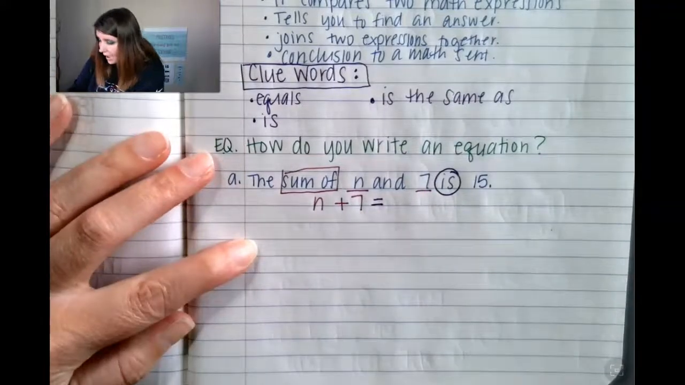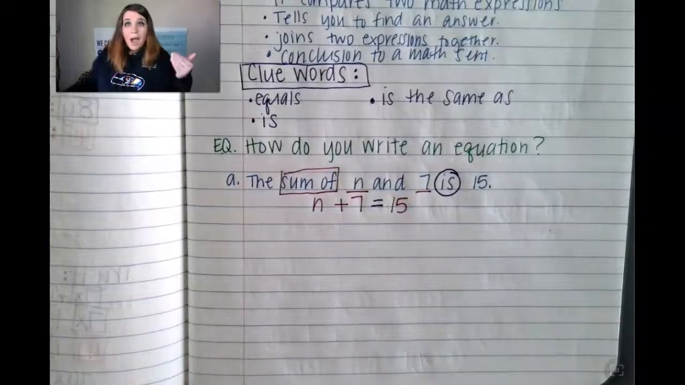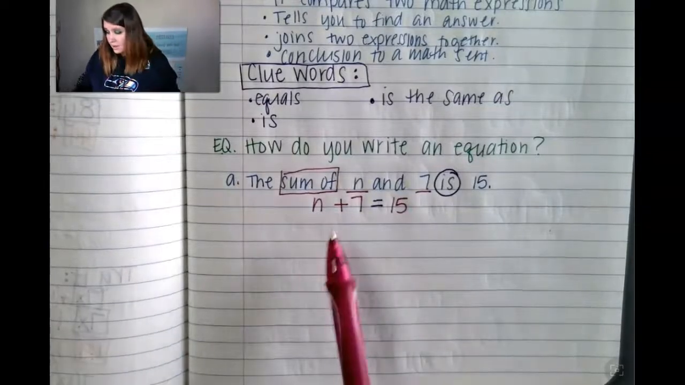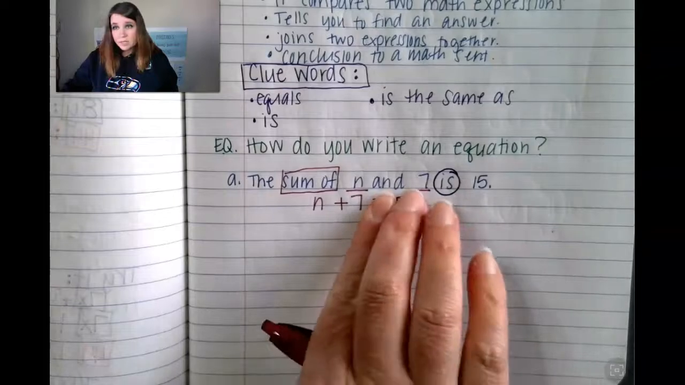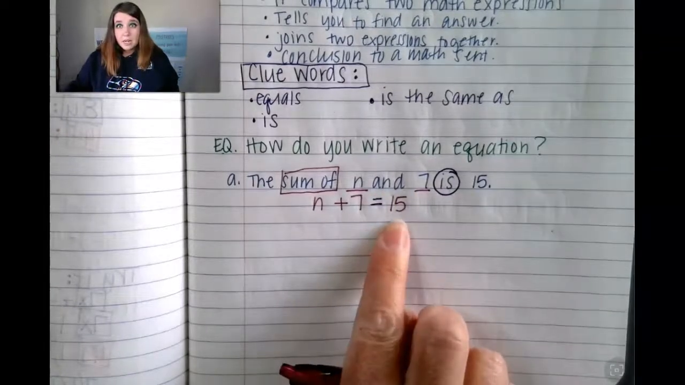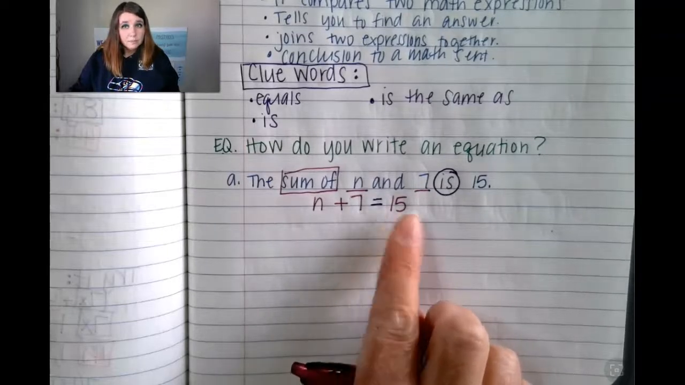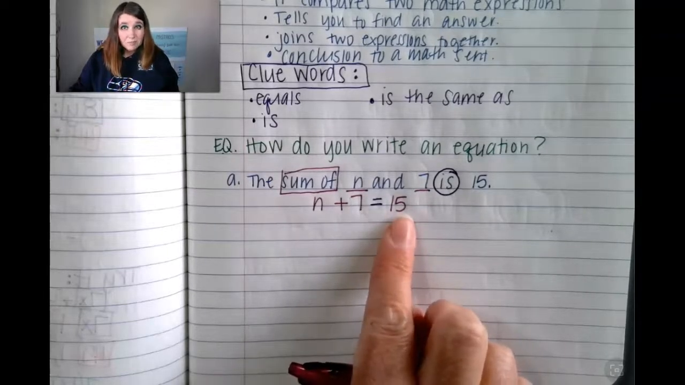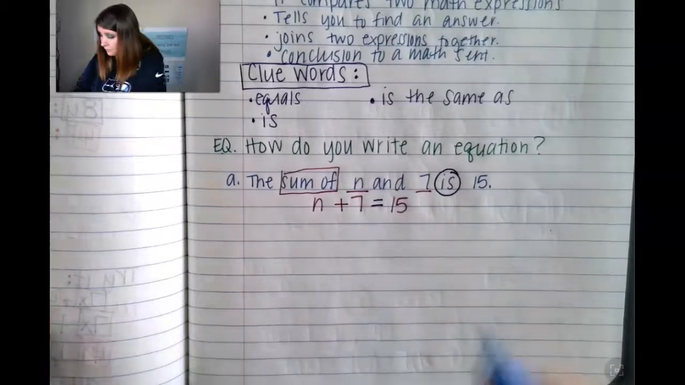So now I have one more part to put on here. So I know that this expression, n plus 7, there's my numerical expression, equals 15. So they're just now asking you to add an equal sign and put the answer. That's what we're doing. That's it. Okay, let's do another one.